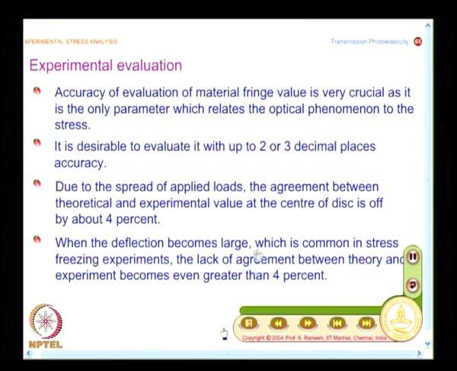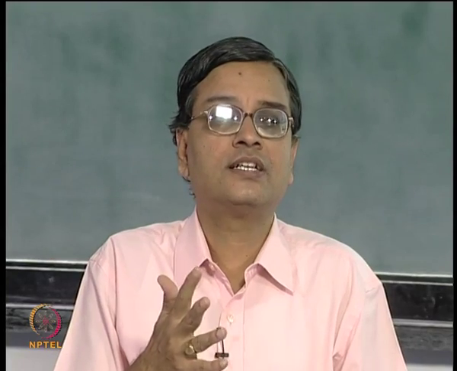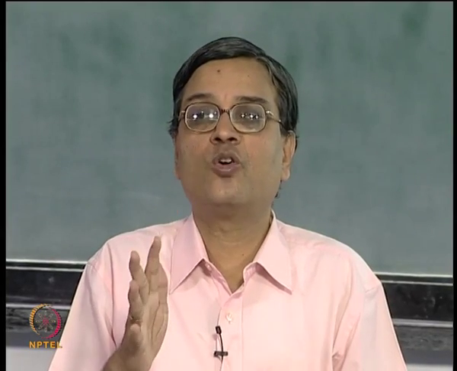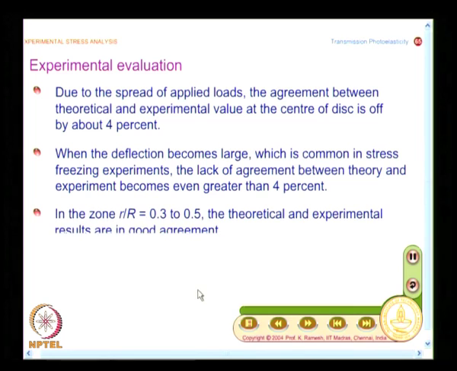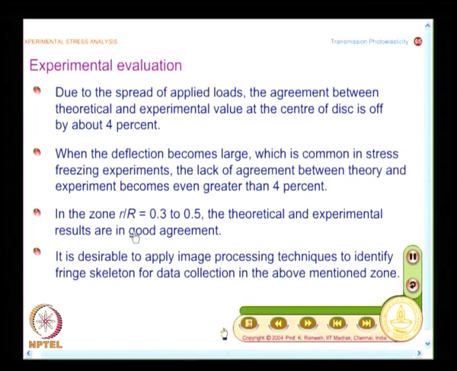So, in order to improve your agreement, you exclude the data from the center of the disk. There is a particular zone people have also identified, and when I want to do all this, it is desirable that I go for digital image processing methodologies. So, that is what I have here. The recommended zone is r/R equal to 0.3 to 0.5.